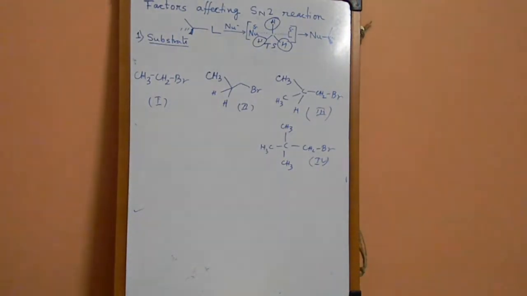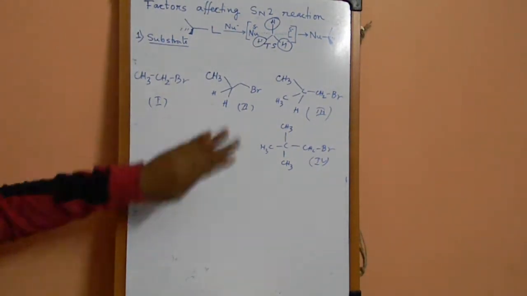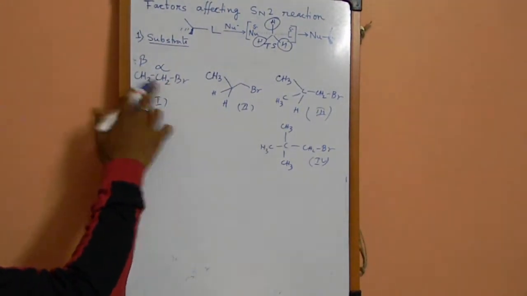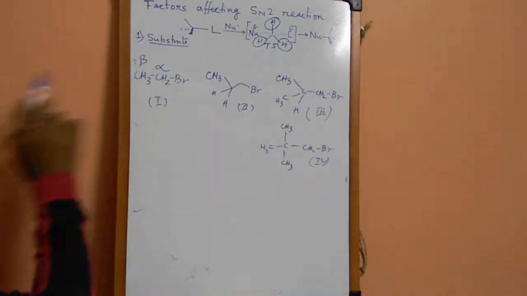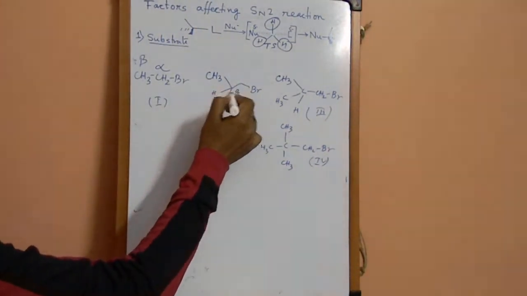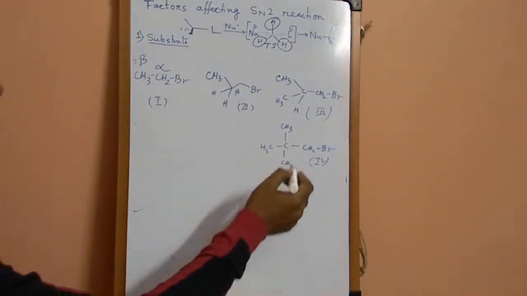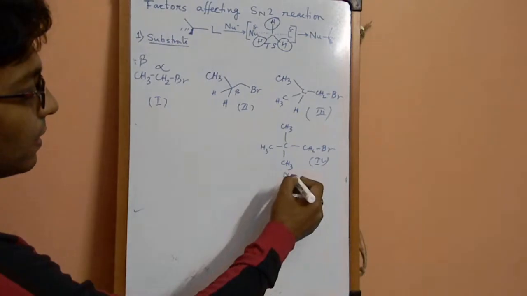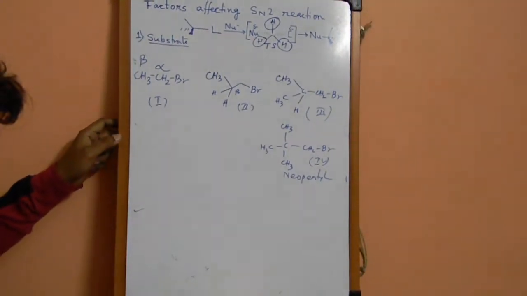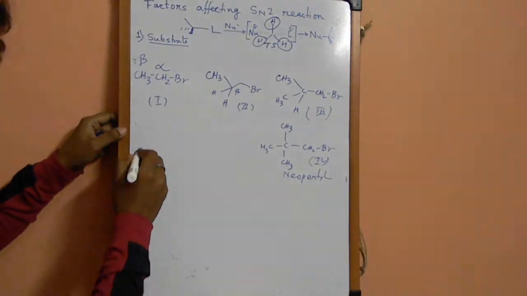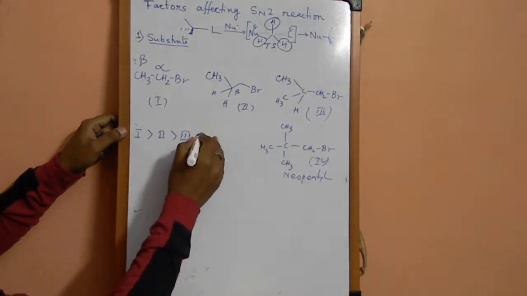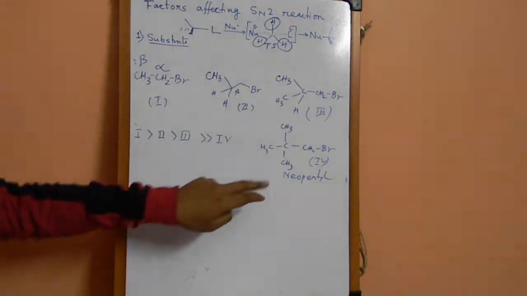If it undergoes a nucleophilic reaction, first of all let us see the structure. If you consider this the alpha carbon, this is the beta carbon. Alpha carbon means the functional group is attached to it, and this will be beta. The beta carbon here has 3 hydrogens, here 2 hydrogens, here 1 hydrogen, here no hydrogen. This type of compound is called neopentyl. Now it was observed that the rate of SN2 reaction decreases very much in that order. So 1 will be greater than 2, greater than 3, and the last one will be very much less. It is impossible to perform SN2 reaction.